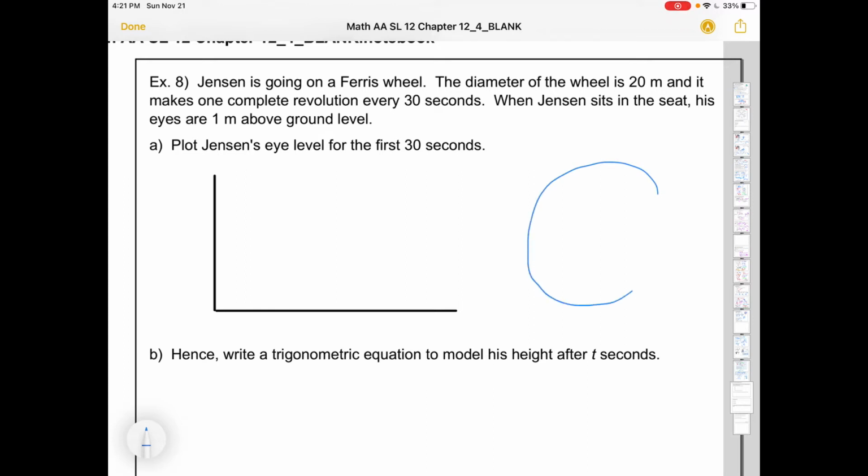Okay, so here we go. Here's our Ferris wheel with a diameter of 20 meters. And also, he gets on, and his eye level is 1 meter above the ground. Plot Jensen's eye level for the first 30 seconds. So obviously, it starts at 1 meter. This is going to be height. And we'll do time in seconds.